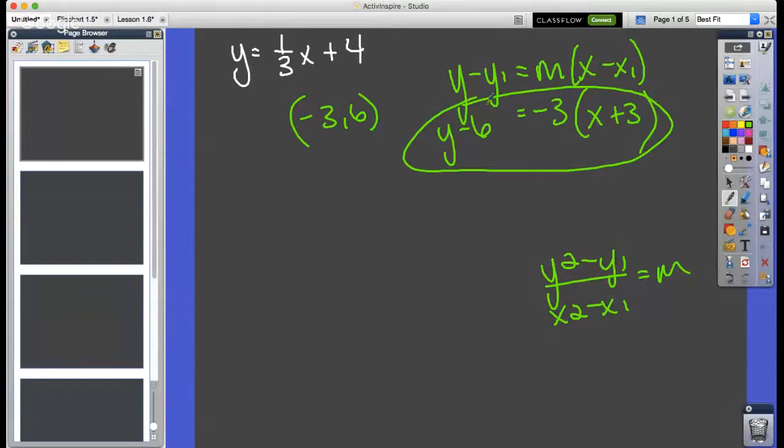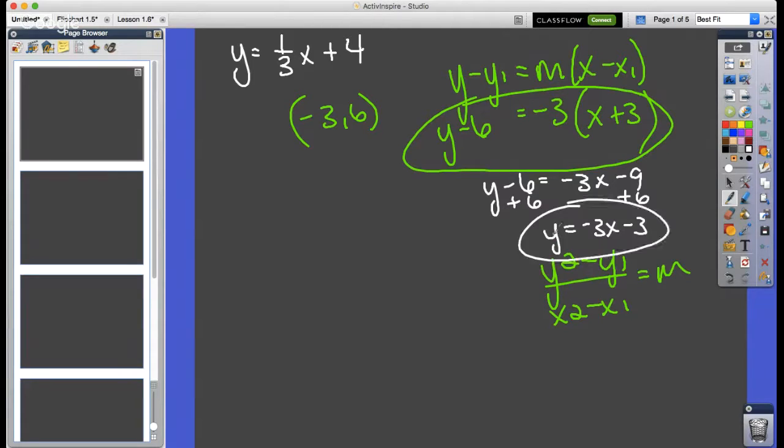If I said slope intercept, you would then simplify it. Did it say slope intercept on the outside? Yeah, it did. So we could distribute this, right? To get -3x minus 9, y minus 6 equals this. Add 6 to both sides. y equals -3x minus 3. Okay? So that would be 3 over 1.